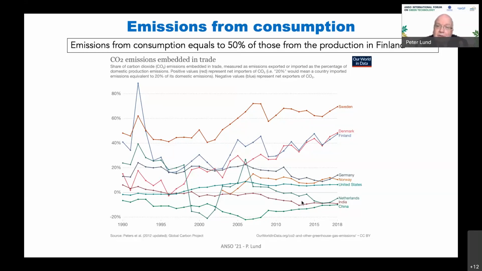Now, in the case of consumption emissions from trade, for instance, in the case of Finland, Denmark, or Sweden, the northern countries, it's about 50% of the production emissions.